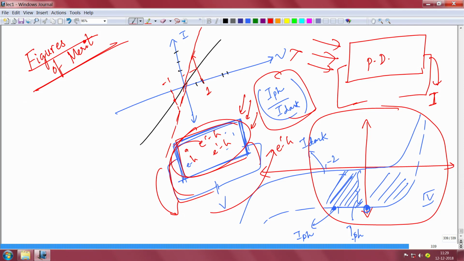So in any way, depending on the architecture of the device, whether it is a PN junction or a photoconductor detector sort of thing, you will have different kinds of IV, but the basic figures of merit that I am going to discuss now will remain more or less the same. The figures of merit will remain the same.